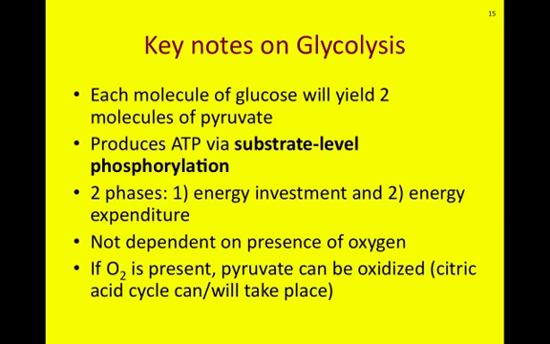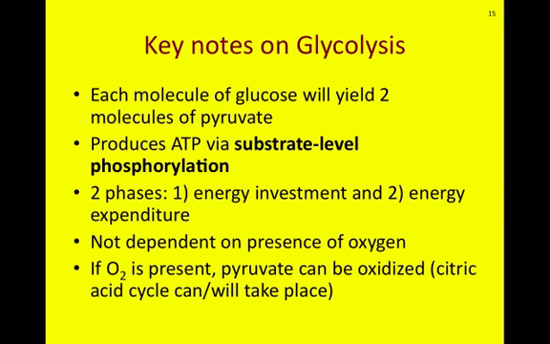There are two main phases of glycolysis. The first being energy investment, where we are using ATP to phosphorylate the sugars, and then the second phase, the energy payoff, where we're using kinases to phosphorylate ADP to create ATP and produce key products, the main one being the last product, pyruvate. Note that glycolysis is not dependent on the presence of oxygen.